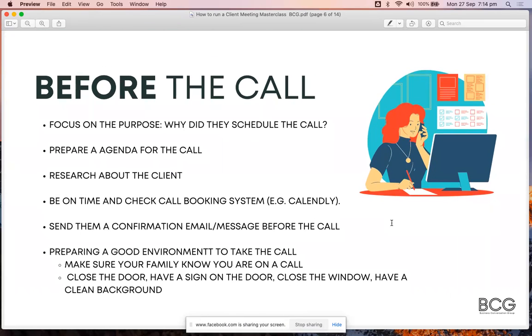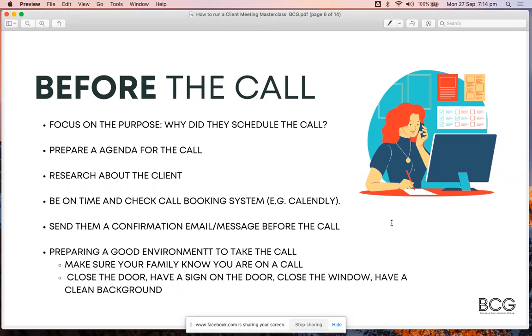Okay. So these are the things you should do before the call. I mean, of course, people in this call who are live now, everyone's business is different. So it really depends on the industry. But normally, before you start the call, you have to figure out why they are contacting you. Why did they schedule the call? Is it to learn more about your services? Is it to just get free advice? What is the purpose? And based on that, you need to structure the call.